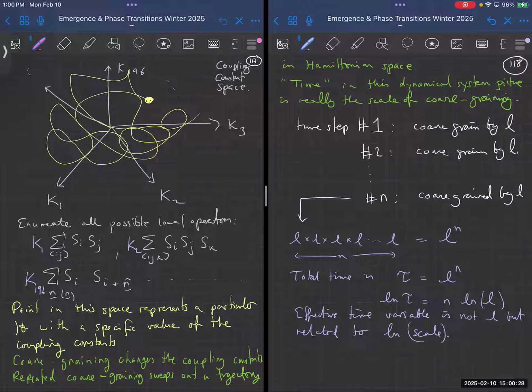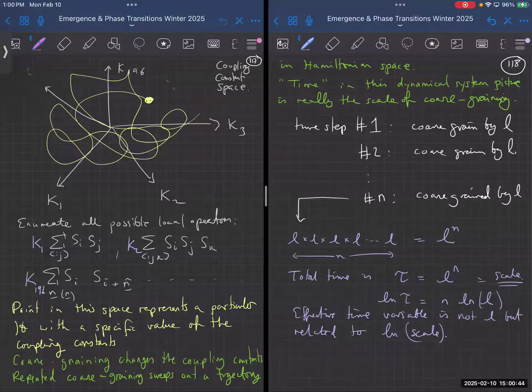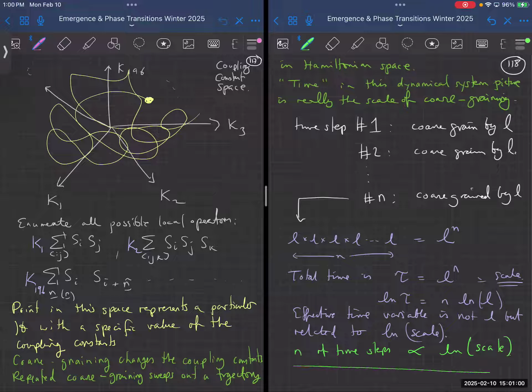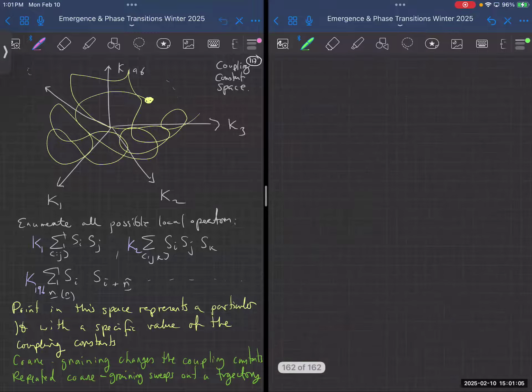Okay, so that's the basic idea. If I know the scale that I'm at, then how many intervals have I done? What I've done is the number of time steps is scaling like the logarithm of the scale that I have reached at that time. So we're going to see that this is what the time scale looks like. Okay, so that is our picture.